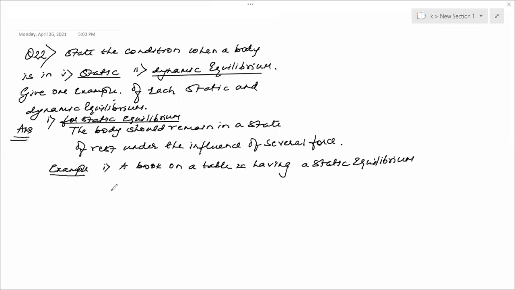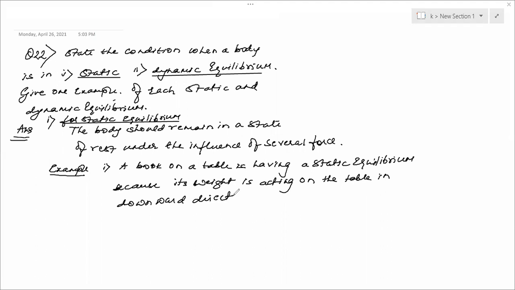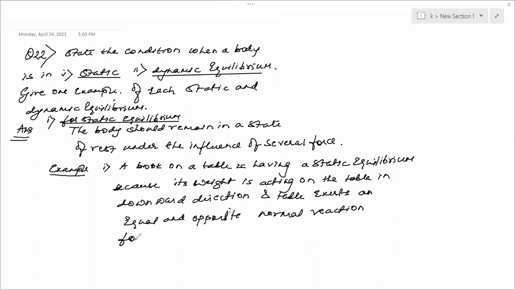A book on a table is in static equilibrium because its weight is acting on the table in a downward direction, and the table exerts an equal and opposite normal reaction force on the book.